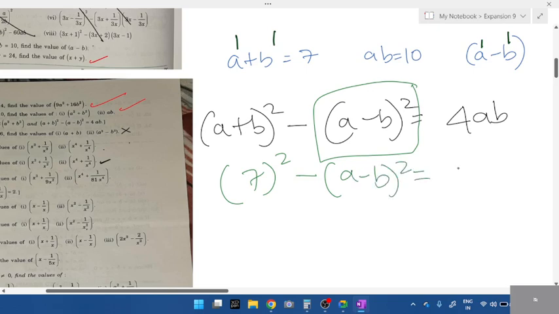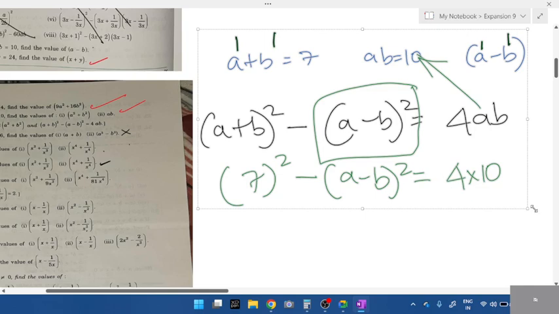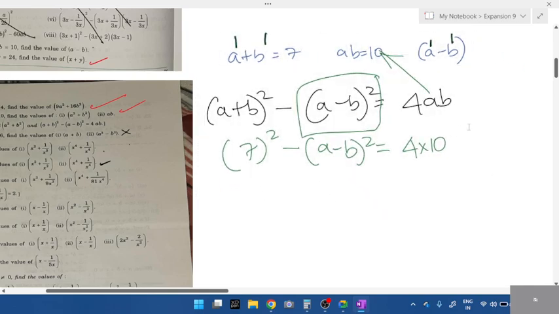After that, is it 10? What about this 4? You just erased it? Tell me properly. 4 into, in place of ab, what should I write? What is given? ab is 10. Next, yes, all this was done Monday, two, three days back, we completed. 7 square is 49. Do we have this value? No, right? Keep it as it is. 4 into 10 is 40.